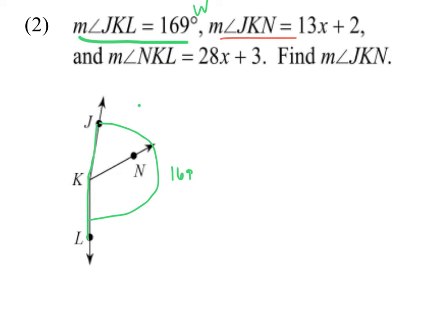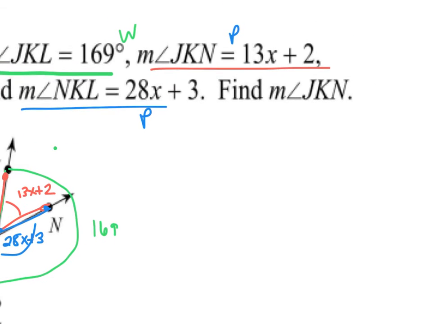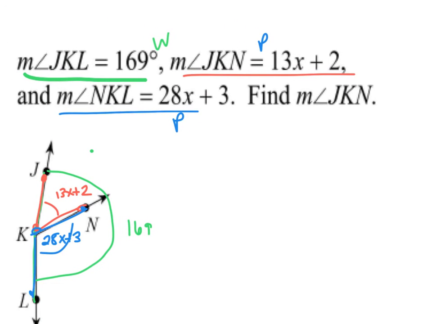Now, JKN is 13x plus 2, so I start at J, go to K, end at N, 13x plus 2, and then NKL is 28x plus 3. So I start at N, go to K, end at L. These are both two separate parts, so I have part plus part is equal to my whole. Whenever you have x's, you need to find x. So I know that I can do my equation as 13x plus 2 plus 28x plus 3 is equal to 169.